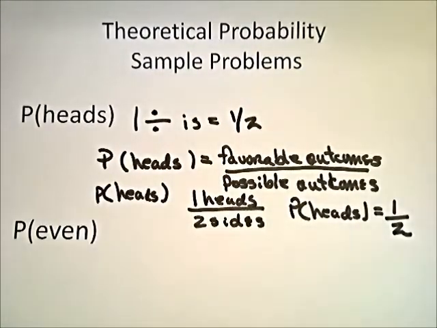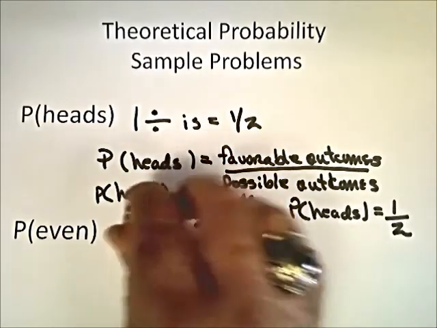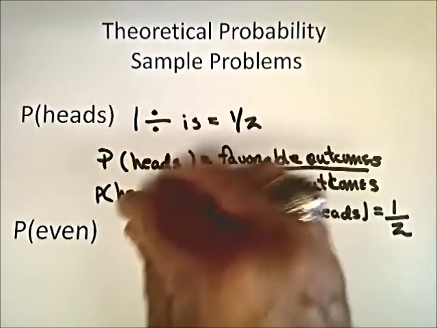Now P(even) is a very common way for a mathematician to write when rolling a die, or a number cube. Let's think of it as a number cube. When rolling a number cube, what's the likelihood of rolling an even number? In order to do this, we must look at a number cube. See if you can get a good look on that. And you know it has 6 numbers, from having used number cubes before. 6 possible numbers.